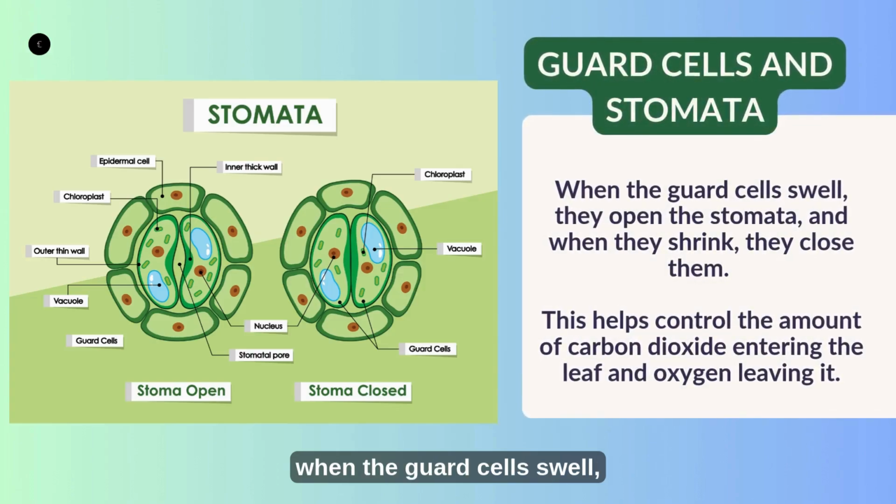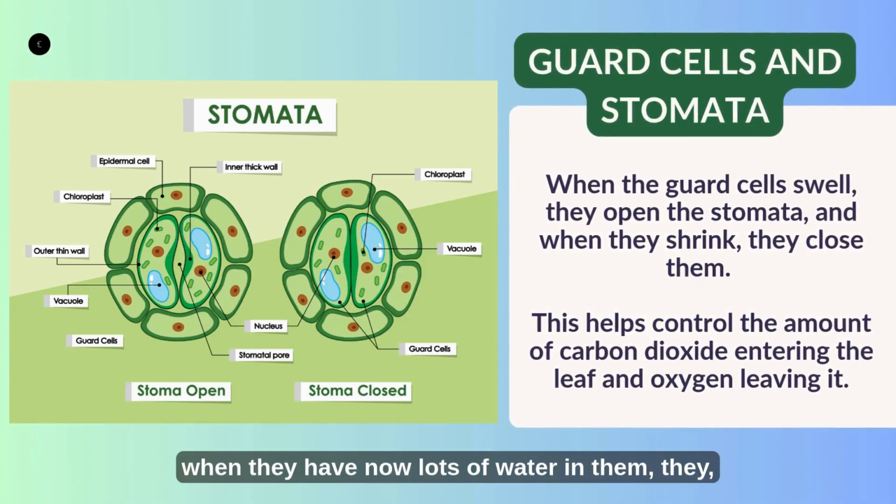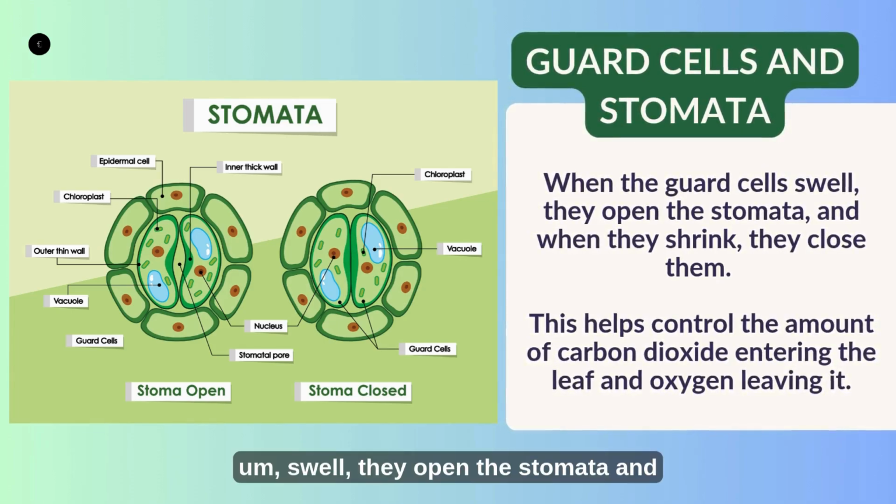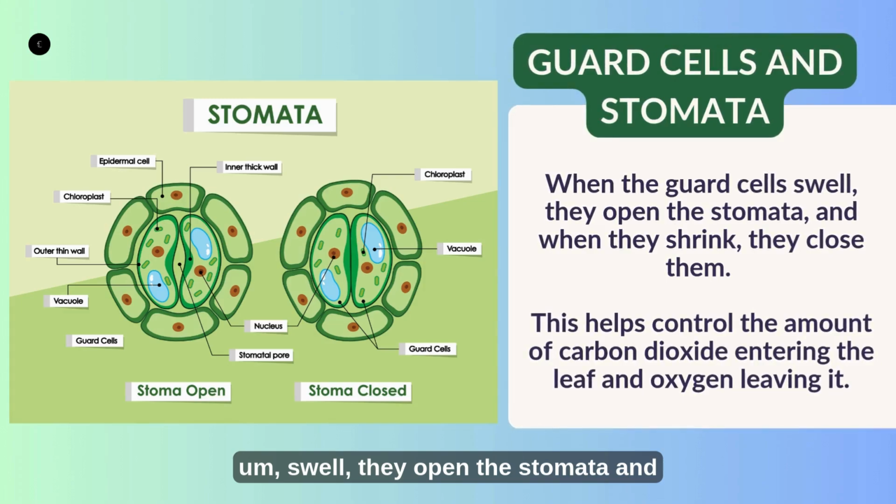Here's how they look. When the guard cells have lots of water in them, they swell and open the stomata, and when they shrink, they close them. This controls the amount of carbon dioxide entering the leaf and the oxygen leaving it.